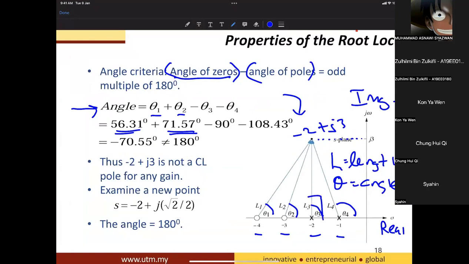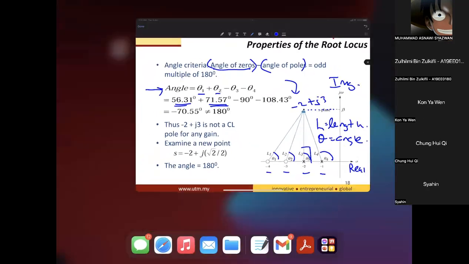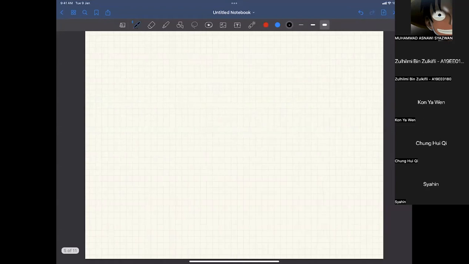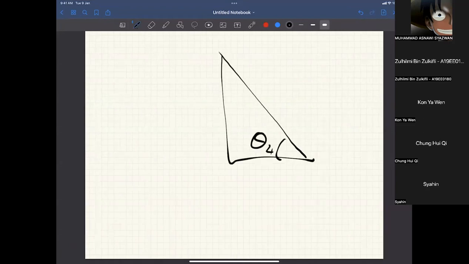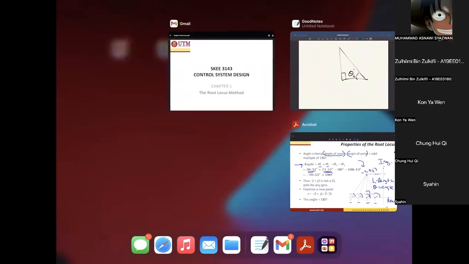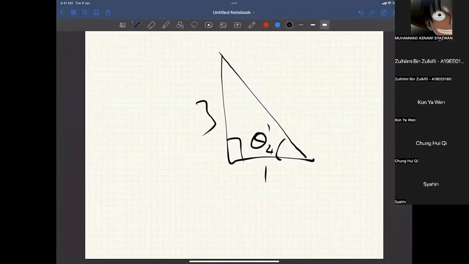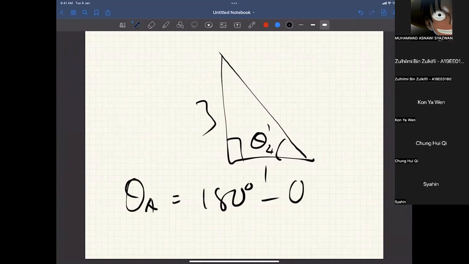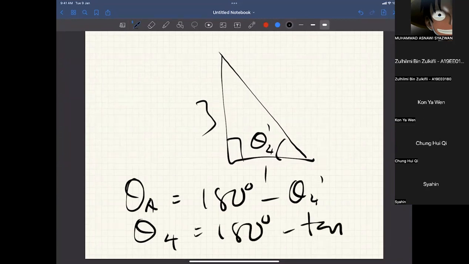Right? Then theta 4. Theta 4, 108.43. We have to calculate the opposite angle first. Yes, Doctor. Theta 4, 108.43. How did you get that? I find the opposite angle using tangent. Then I get the opposite angle is 71.57. 180 minus 71.57, I get 108.43. Like this. Yeah.